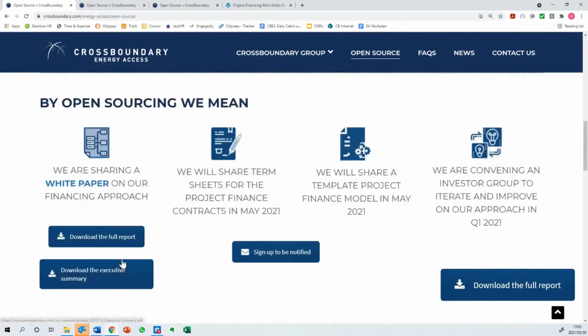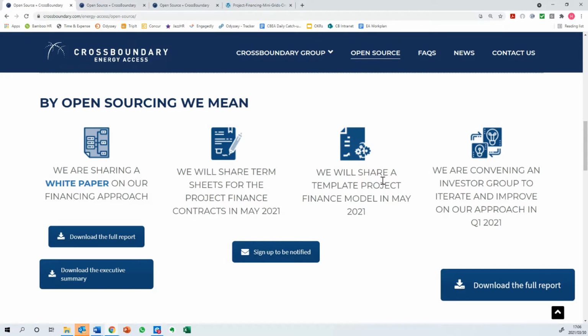Late last year, Cross Boundary Energy Access open sourced and shared essentially what we have learned about project financing mini grids, and we put the information here on the website so that you can download the information and engage with the content, hopefully with the idea that it can be helpful to you, whether you're a developer or a financier, and that it can help bring scale to the sector.